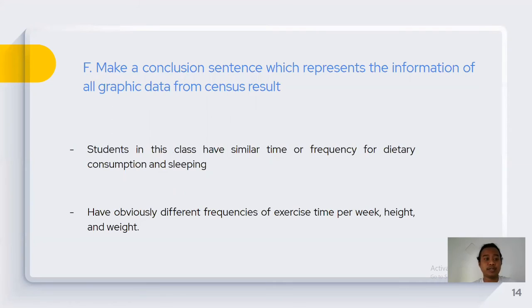And now let's continue to question F. Make a conclusion sentence which represents the information of all graphic data from the census result. So here we found out that the students in this class have similar time or frequency for dietary consumption and sleeping, while they obviously have different frequencies of exercise time per week, height, and weight.